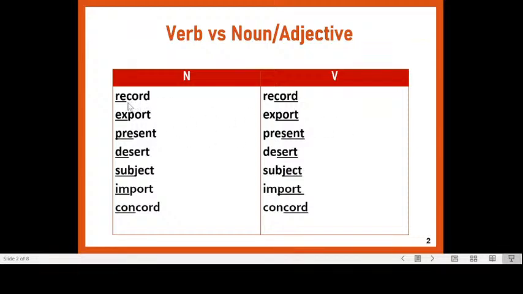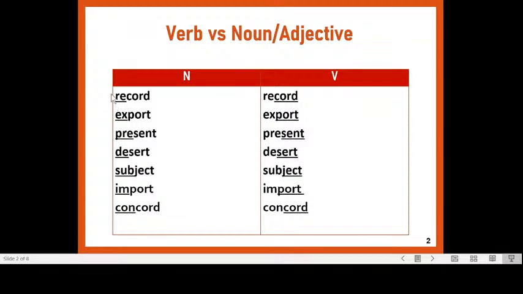Now, the word record, it's a noun, but when it's a verb, it's pronounced differently. So, the same word, if it has two parts of speech, whether one is a noun or an adjective, it has one pronunciation, and when it's a verb, it has another pronunciation. For example, record, expert, present, desert, subject, import, concord.